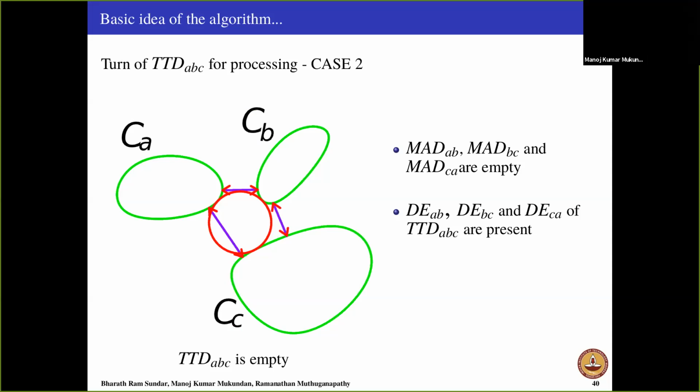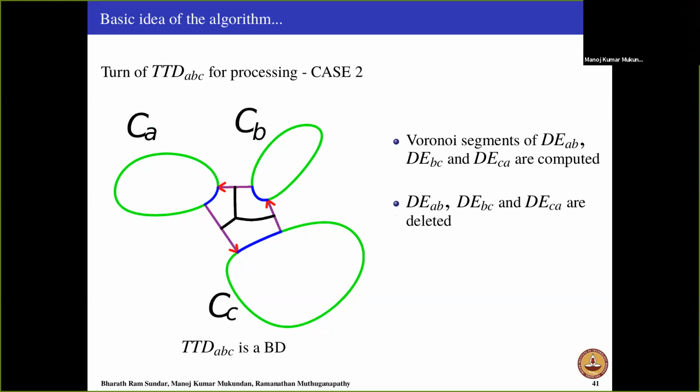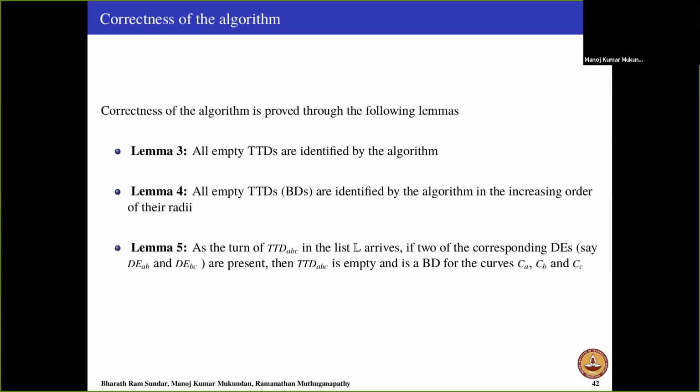In case 2, all 3 DEs of TTD ABC are available, so this TTD ABC is a branch disk. So one noise segments are computed and curve portions are highlighted, and DE AB, DE BC and DE CA can be seen deleted in here. The correctness of the algorithm is proved through these lemmas. Please refer to the paper for details.